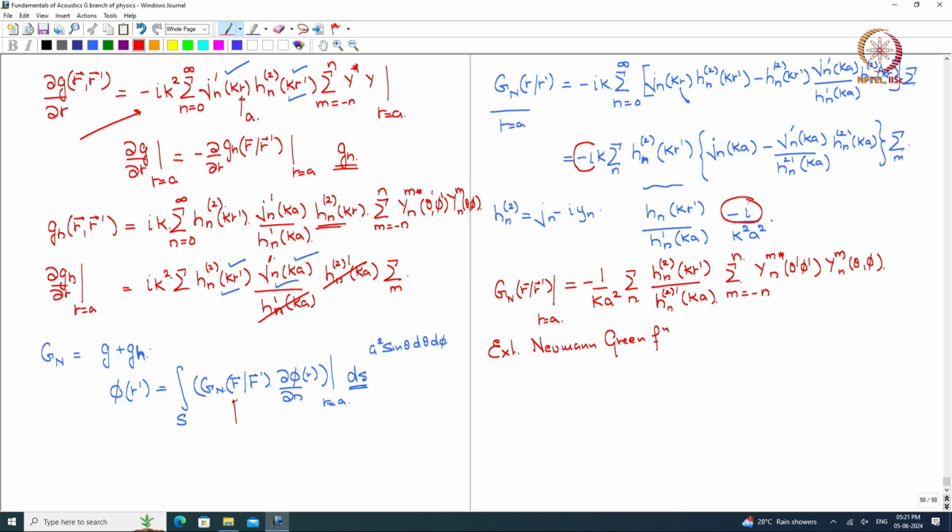Similarly, the last one, similarly, without a lot of effort, the exterior Dirichlet green function.